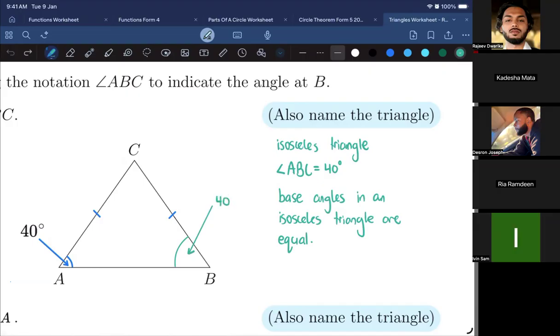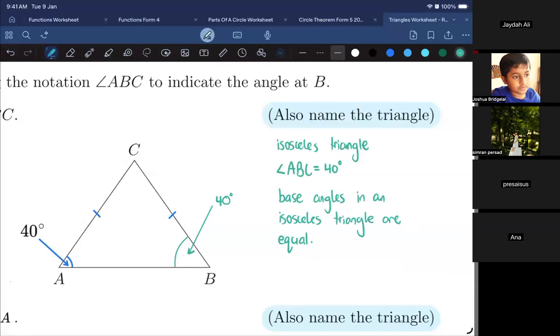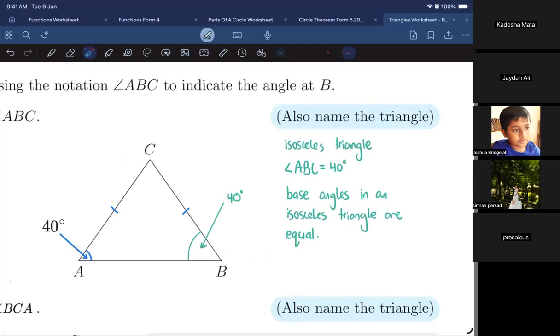Sky, you good? Yes, sir. Yes, I did. Ivan, you good? Yes, sir. Simran, Jada, Joshua, Perseus, Anna, are they good? Yeah. You're good. And if I ask you what angle C is, what angle C will be, guys?